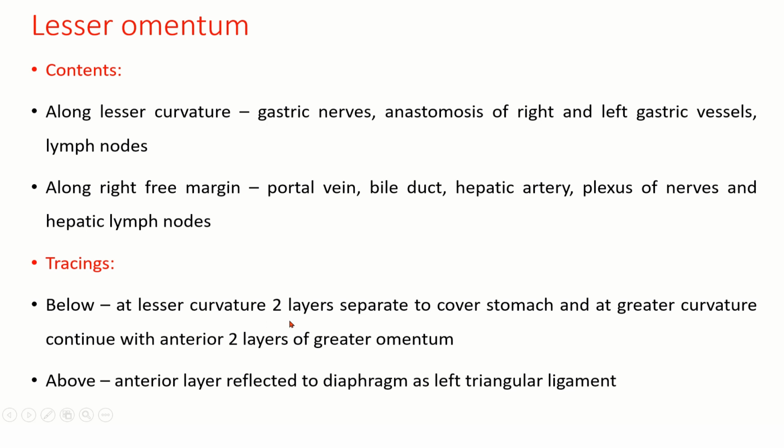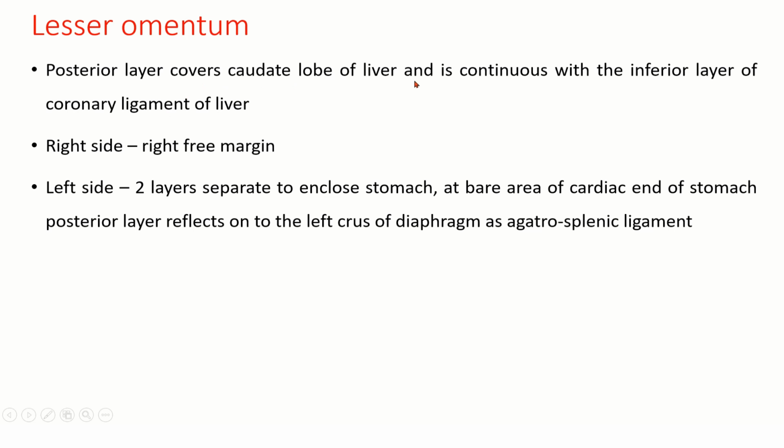Below, at the lesser curvature, two layers separate to cover the stomach. Under the greater curvature, they continue with the anterior two layers of the greater omentum. Above, the anterior layer is reflected to the diaphragm as the left triangular ligament. The posterior layer covers the caudate lobe of the liver and is continuous with the inferior layer of the coronary ligament of the liver. And on the right side, they form the right free margin.